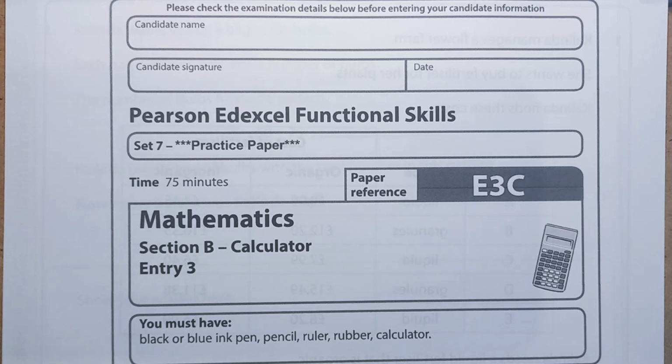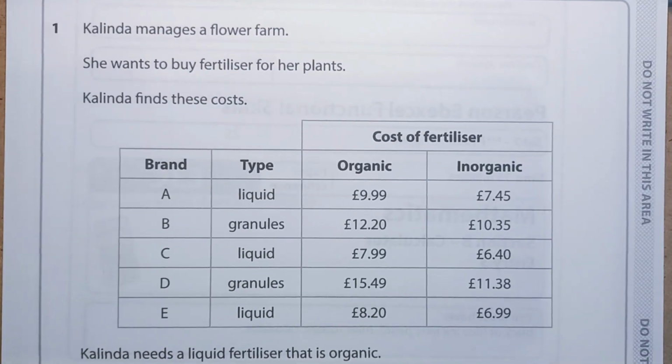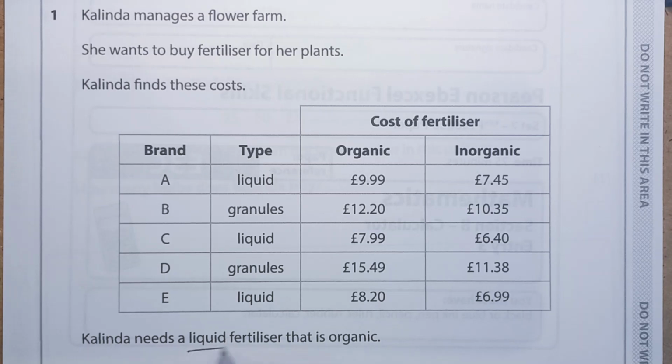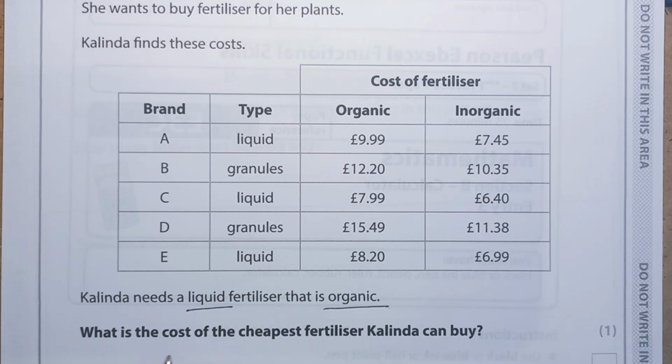So now we're on to the calculator section. Okay. Question 1. Kalinda manages a flower farm. She wanted to buy fertiliser for her plants. Kalinda finds these costs. So we've got quite a complicated table here with 2 different columns of costs, different brands, different types. Kalinda needs a liquid fertiliser that is organic. And the actual question is, what is the cost of the cheapest fertiliser Kalinda can buy?